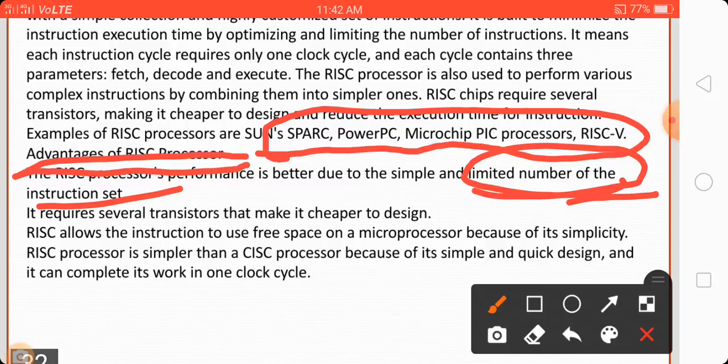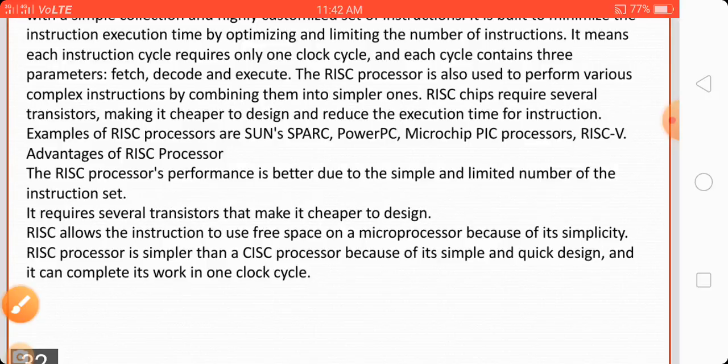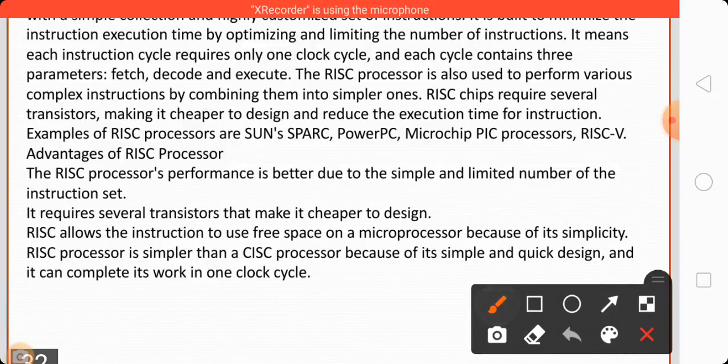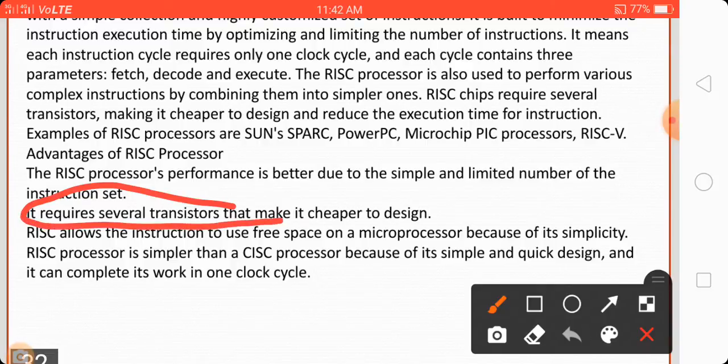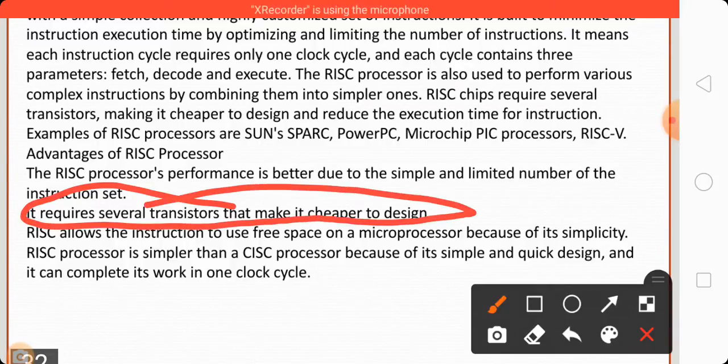The second advantage is that it requires several transistors, and that makes the processor cheaper to design. That is the second advantage of a RISC processor. RISC also allows the instruction set to use the free space on the microprocessor because of its simplicity.